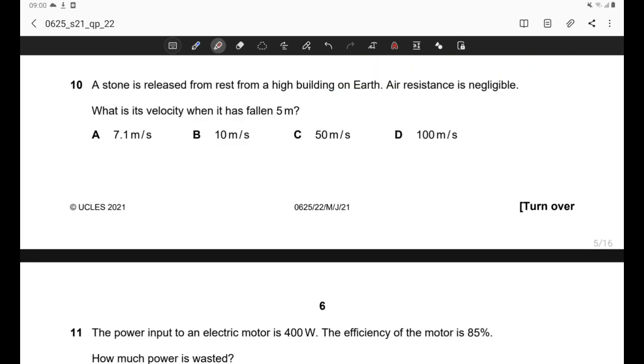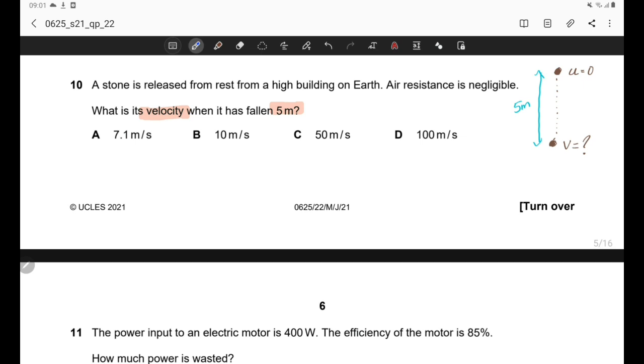Question 10. A stone is released from rest from a high building on earth. Air resistance is negligible. What is its velocity when it has fallen 5 meters? So in this question, it's given that a stone is initially at rest, so its initial velocity is 0, and it is falling, and after traveling a 5 meter distance, we need to calculate the velocity of the stone after falling 5 meter height.